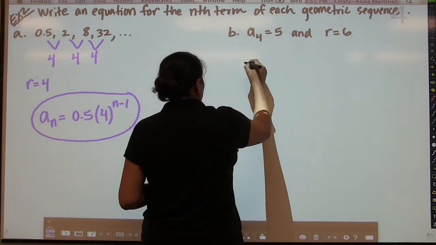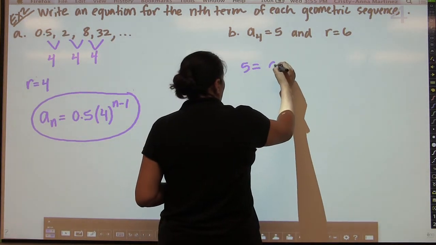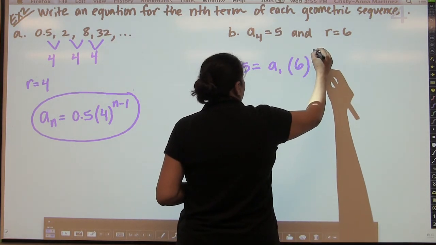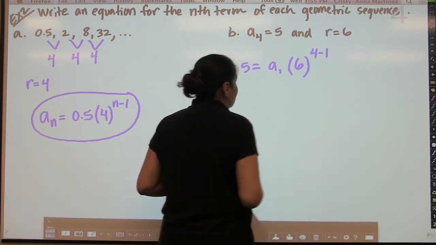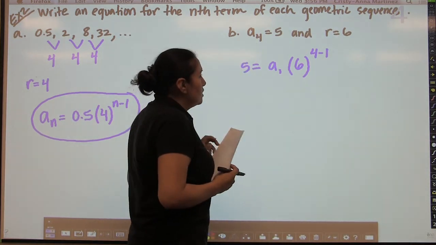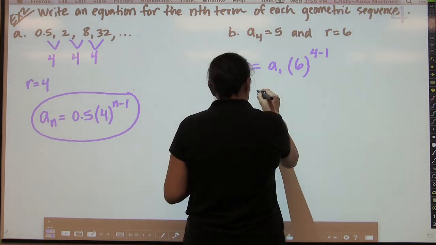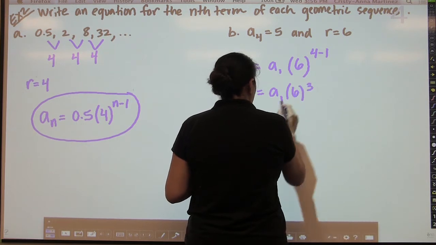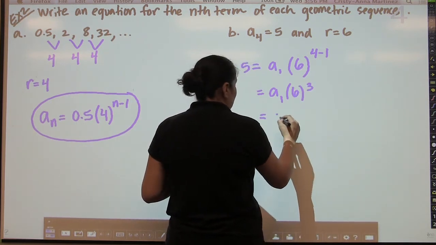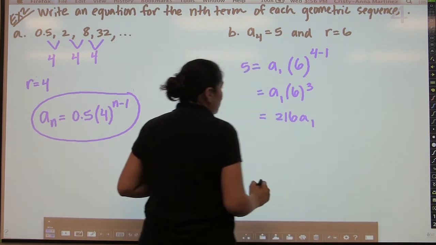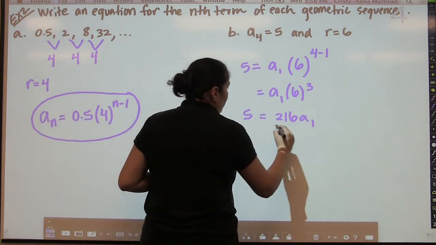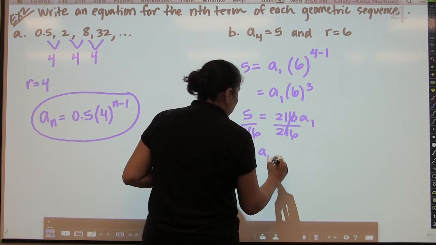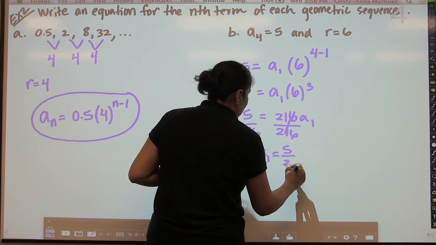We know that a sub 4 is 5, and we don't know what a sub 1 is, and we know that r is 6 to the 4 minus 1 power, because the n value is 4 in this case. So after we plug that in, we get a sub 1 times 6 to the 3rd power. 6 to the 3rd power is 216. So we get 216 times a sub 1 equals 5. Divide by 216. And now we know that the a sub 1 value is 5 over 216.